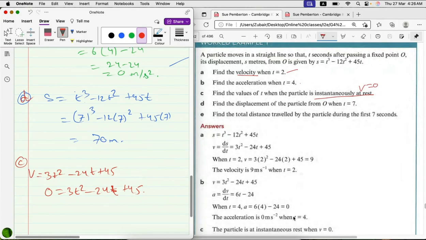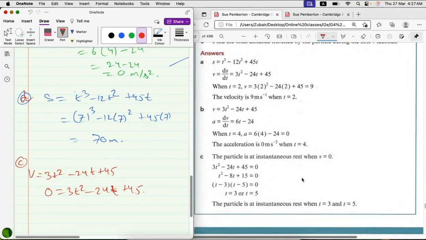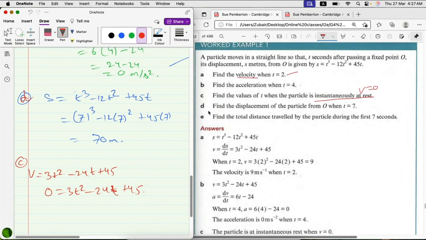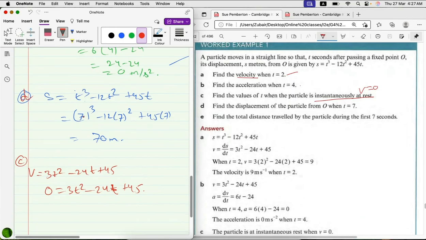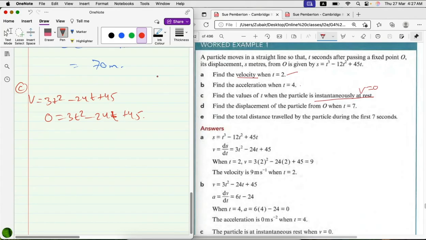T equals 3 and T equals 5, 3 and 5 years. We already did the D part, the displacement at time 7. Now it says find the total distance. Now we have to understand one thing. Let's say this is the mean position. This is the origin.